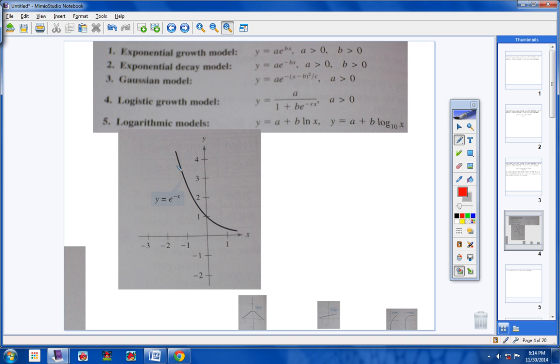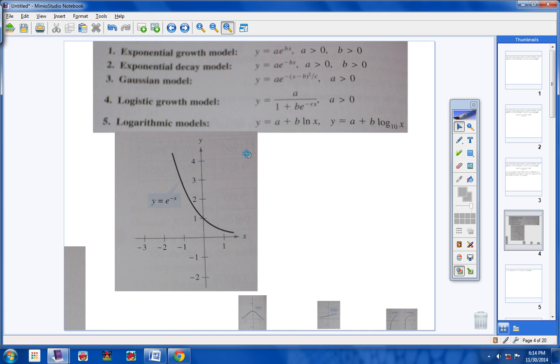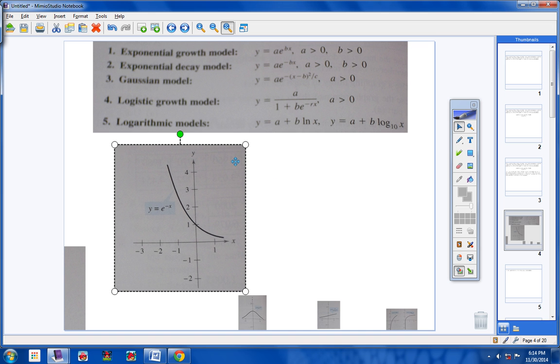Look, as you go to the right on the x-axis, and you get further and further to the right, the graph is going down, down, down. And yes, it's going to bottom out, and yes, it will never cross the x-axis, but it's still getting lower and lower and lower, just slower and slower. But that would be an example of an exponential decay model. Okay, let's continue on to model number 3.